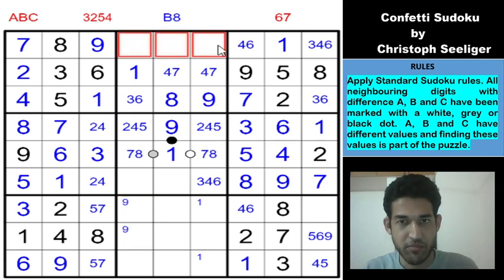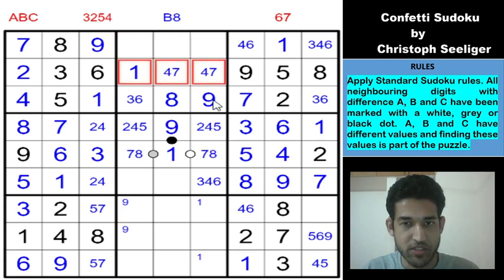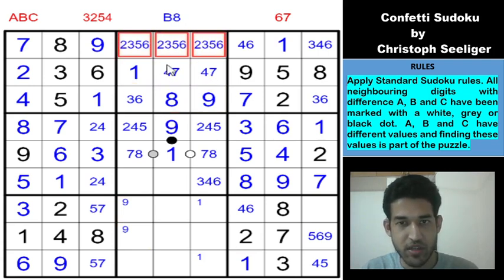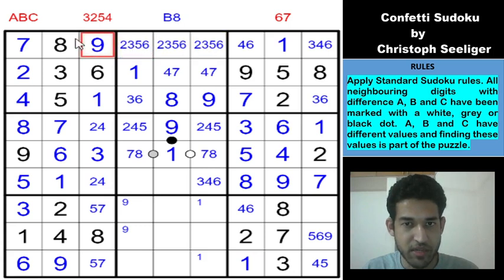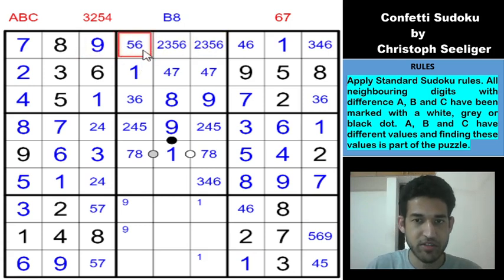So let us write some possibilities here. 1, 4, 7, 8 and 9. So remaining candidates are 2, 3, 5 and 6. But 2 and 3 can be eliminated from this cell because of 9. So this is 5 or 6.